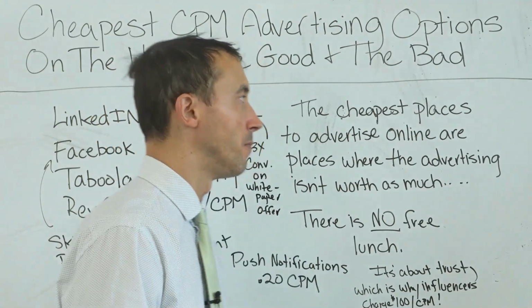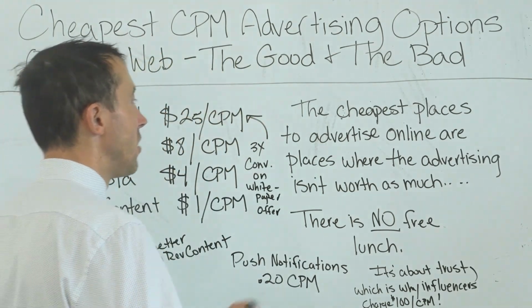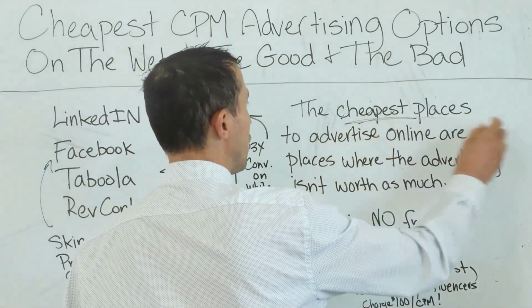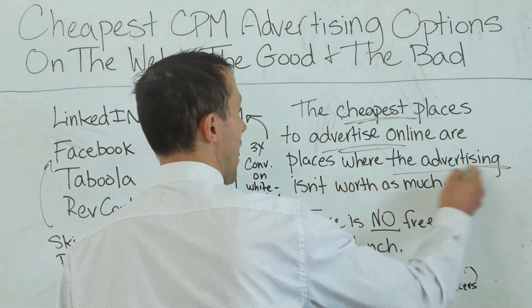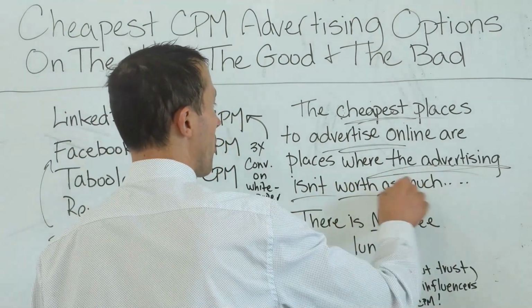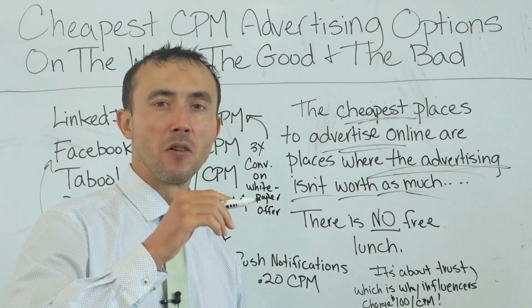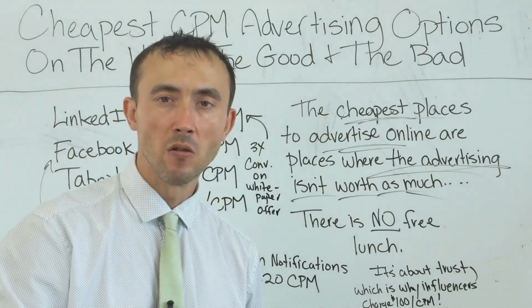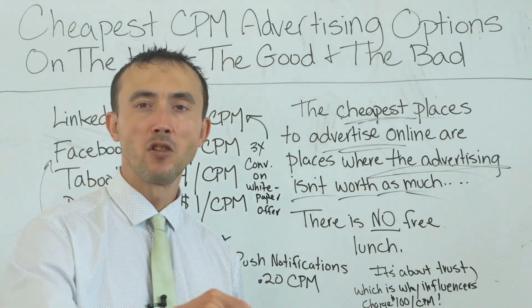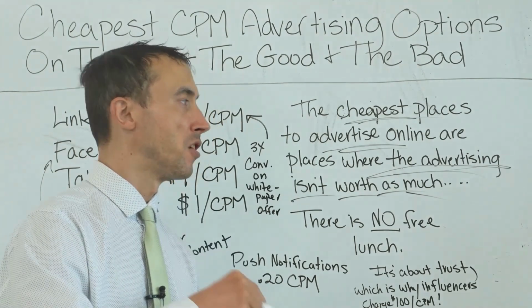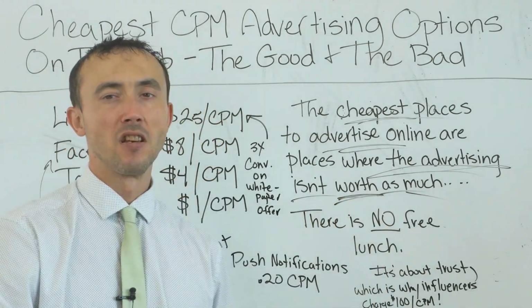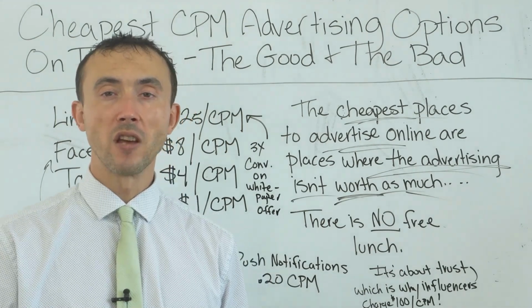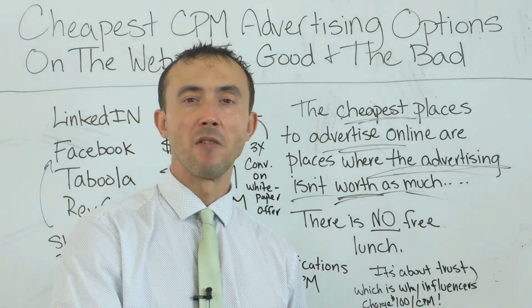So with that said, the key thing to know right off the top about CPM is that the cheapest places to advertise online are places where the advertising itself isn't worth as much. That is, in terms of getting actual customers, there are less of them, generally speaking, in the places that are the cheapest to advertise. You get what you pay for, in other words, when it comes to finding places to advertise online.